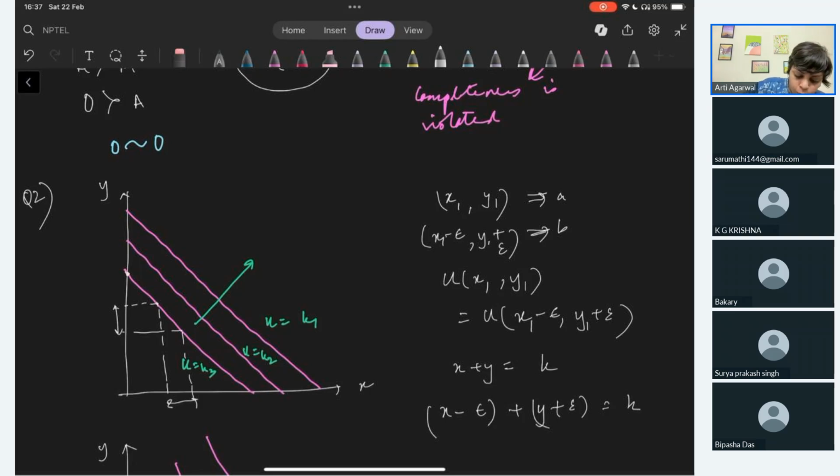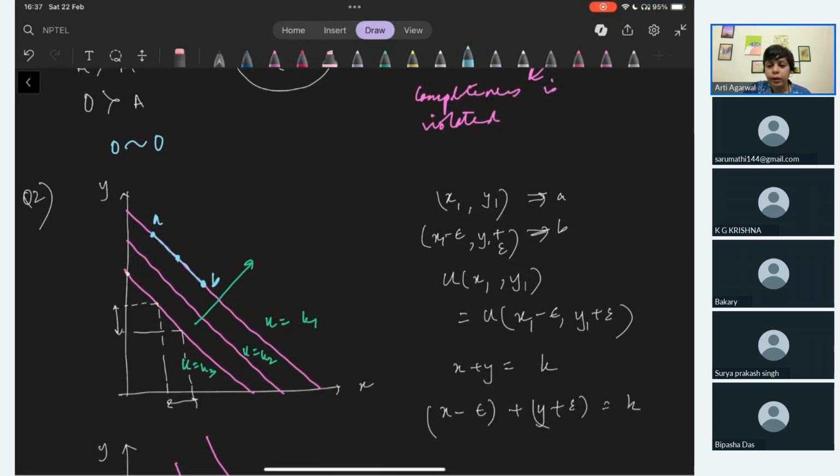So if you join 2 points on this line, then this line segment also falls on the line, right? So it's not more preferred, but it's also not less preferred. It's just as preferred as the 2 points. This is A and B. This is something in between. You getting what I'm saying?